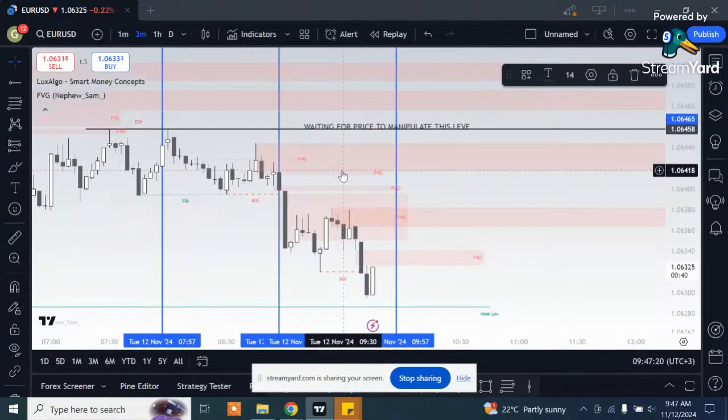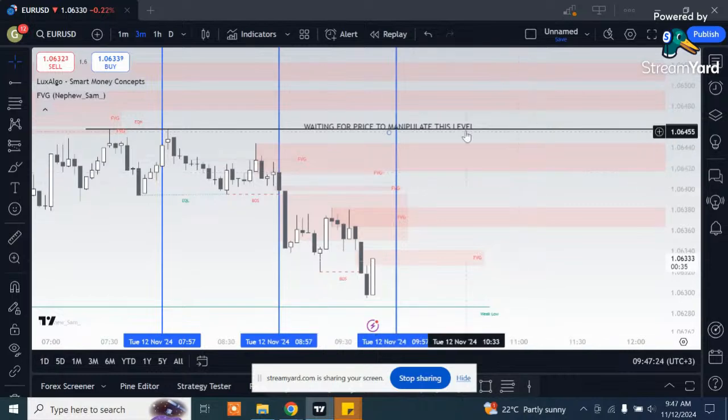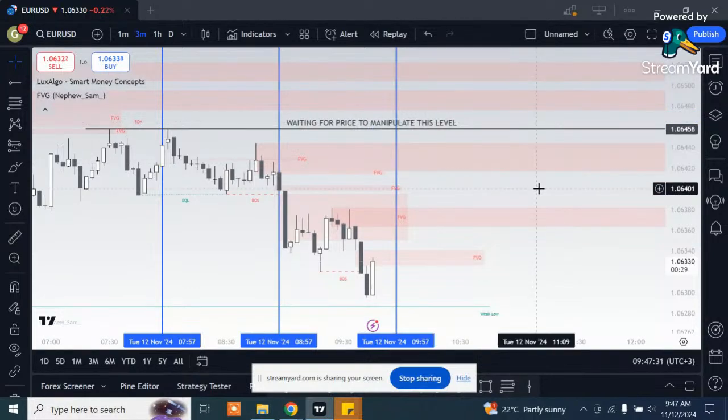So let me try and mark that right there, so that anyone joining maybe can see exactly what we are waiting for before we actually make our entry. So this is Euro USD.